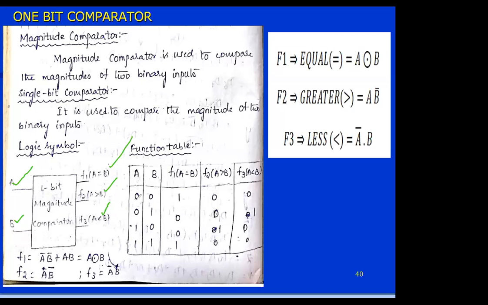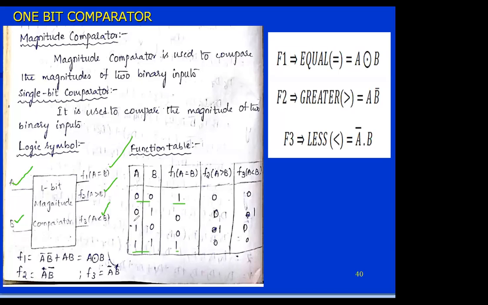Now I am comparing A and B. When A is 0 and B is 0, these two are identical, so I am getting the output F1 as 1. And similarly, the last condition, when A equal to 1 and B equal to 1, here also the output F1 equals 1. This is the functional table for F1.